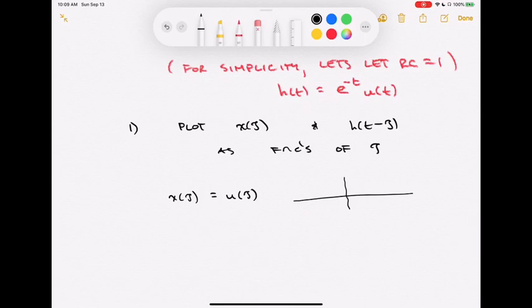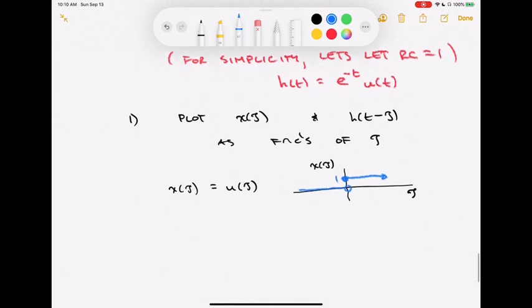It just means, instead of putting a t on the horizontal axis, you put a tau on the horizontal axis, because we're plotting as a function of tau, and we're looking at x of tau, and what that looks like is exactly the same as we had before, right? It is just this unit step function. It turns on to a value of 1 starting at tau equaling 0 and going forward to the right. Okay, so that wasn't too bad.